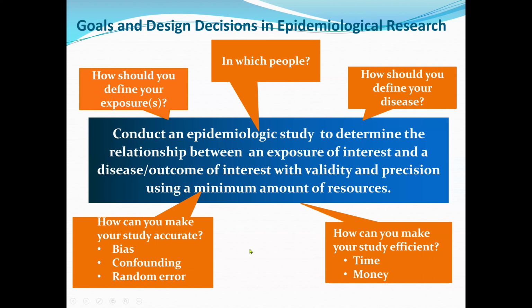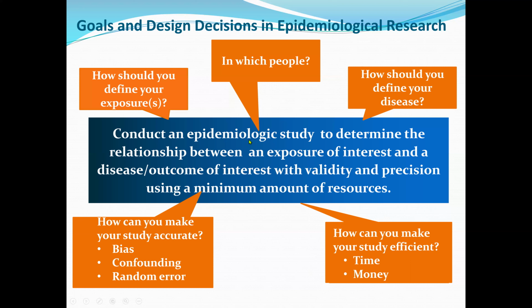Then how can you make your study efficient? So again, as an epidemiologist or a researcher, these are the 5 questions we can try to answer. How should you define your exposures? In which people are we doing the studies? How should you define your disease? And also, how can you make your study efficient in terms of resources? And how can you make your study accurate?